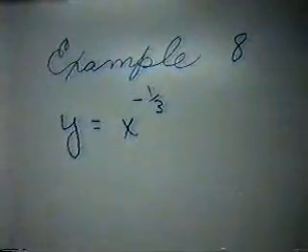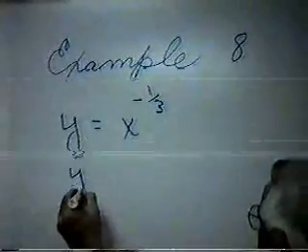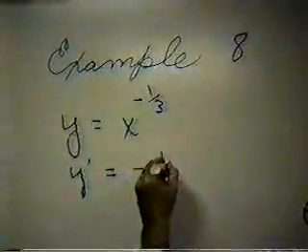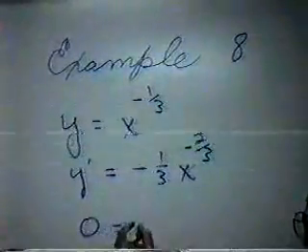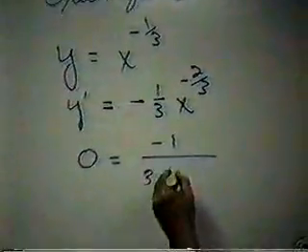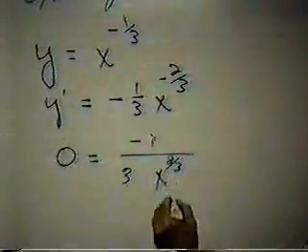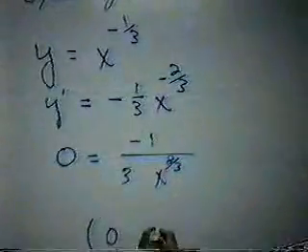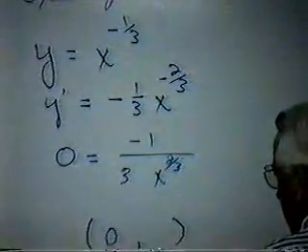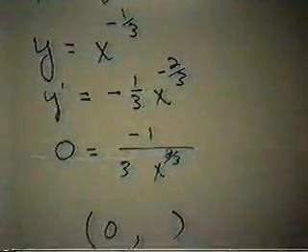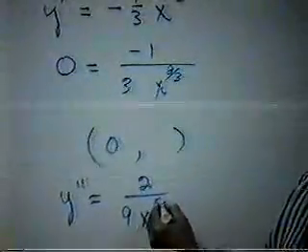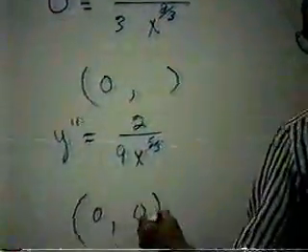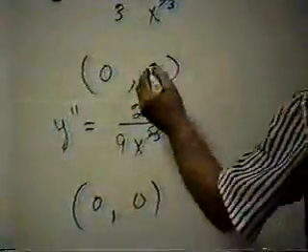All right, now let's look at example 8. First derivative, set it equal to 0. So it's negative 1 over 3 times x to the 2/3. Second derivative would be positive 2 over 9 x to the 5/3. 0, 0. Now here we got all that 0, 0 business again.